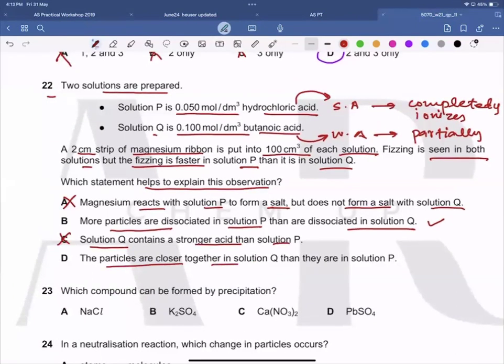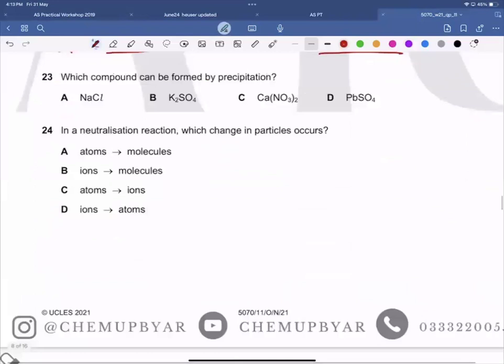D: The particles are closer together in solution Q than they are in solution P. Yeah, but it cannot explain the above observation, why the fizzing is slower in solution Q. So D goes wrong as well. So the correct answer over here is B. Very good, Zainab.